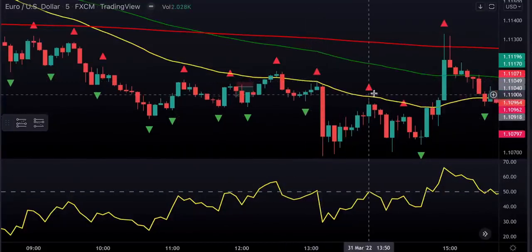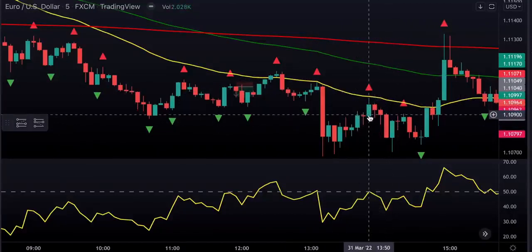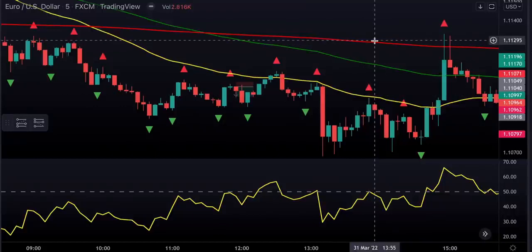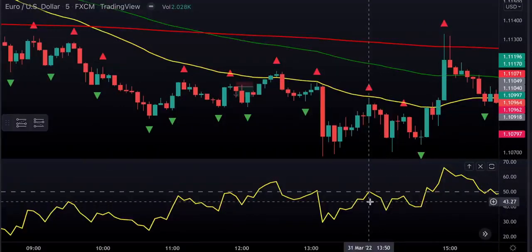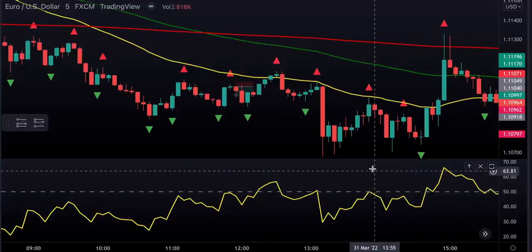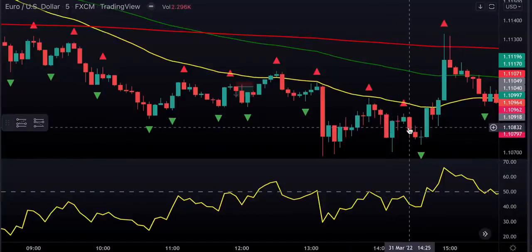We see we had a signal from our Williams to go short. The price is sitting below the moving averages. They all aligned nicely, but we do not have a confirmation from our RSI indicator as this yellow line just crossed this 50 line right there, see. So we wouldn't have entered this trade. We would have waited for next signals, and there we go.